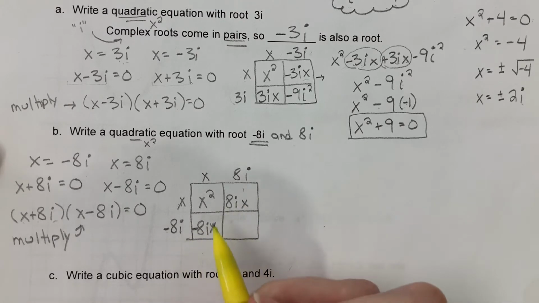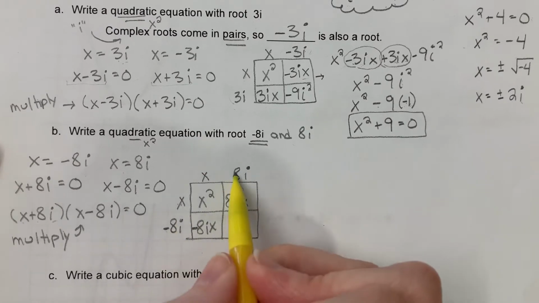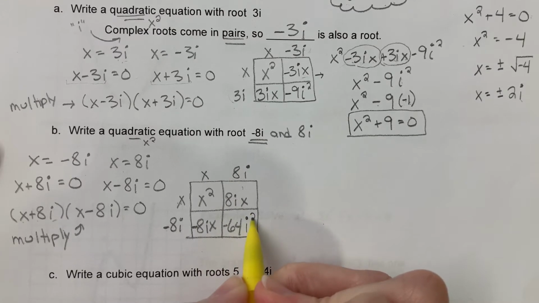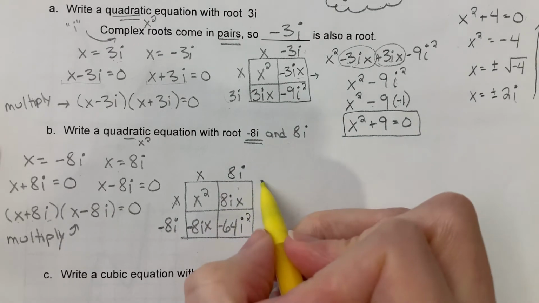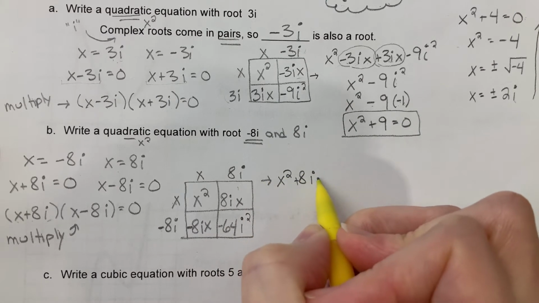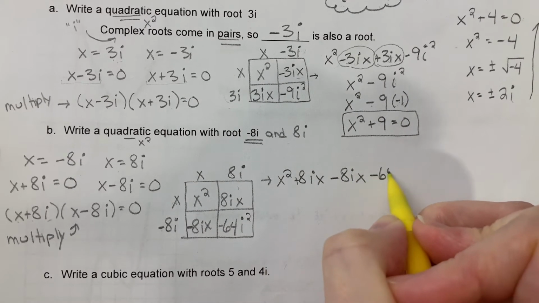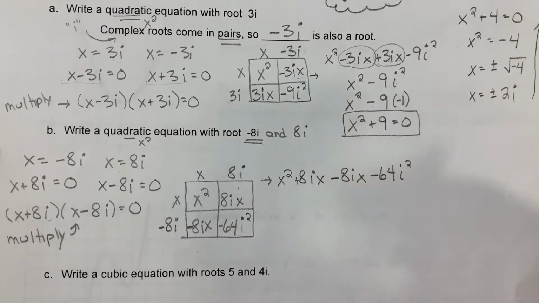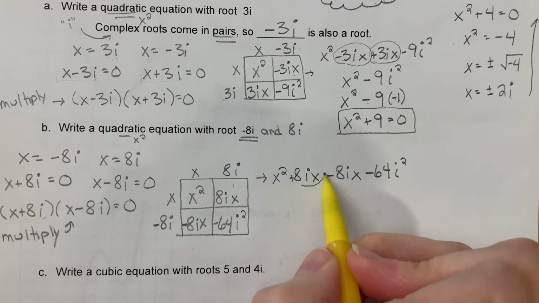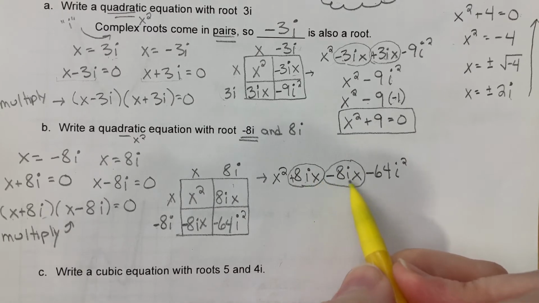So it looks like I'm going to have that negative and positive thing happening again. Negative 8 times positive 8 is negative 64. i times i is i squared. Okay, bring your answer out of your box. x squared plus 8ix minus 8ix minus 64i squared. Now I'm adding and subtracting, and so that is the same as combining like terms. These are like terms, they have the same variable.